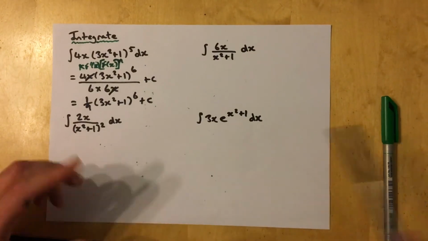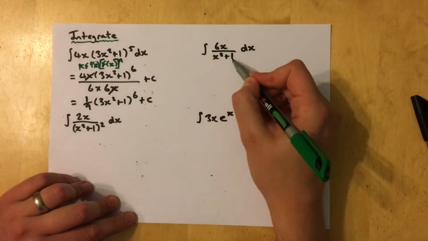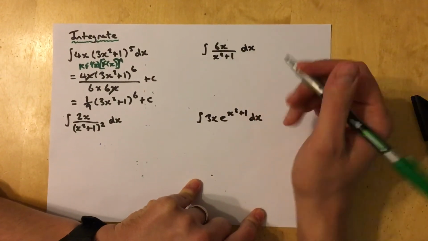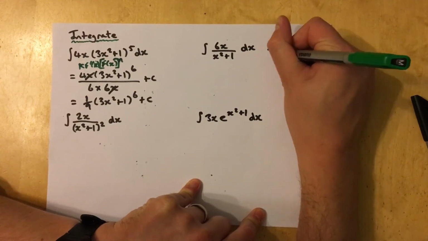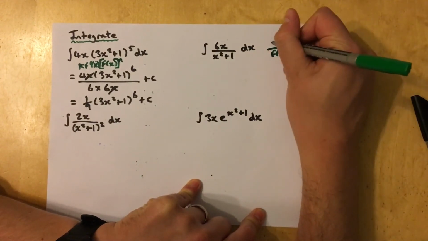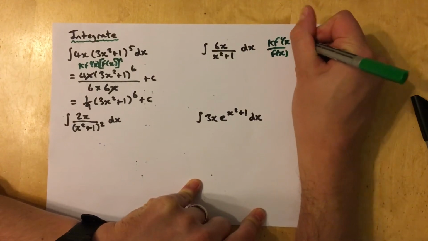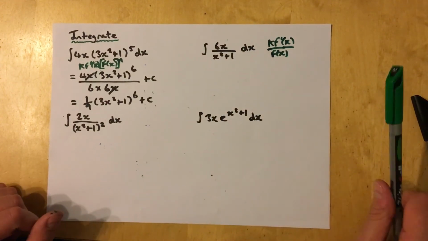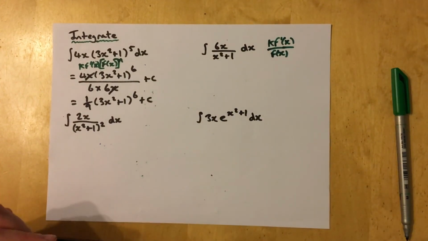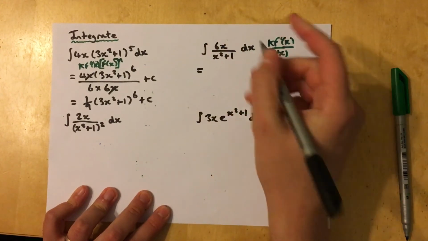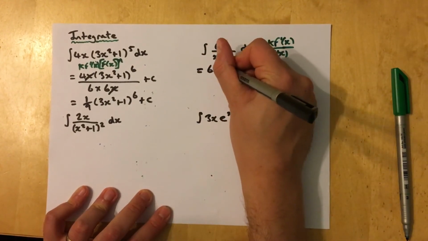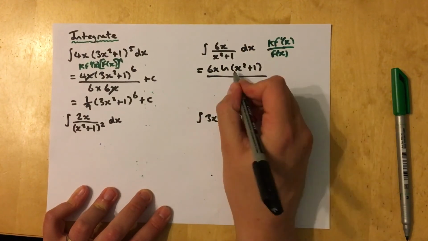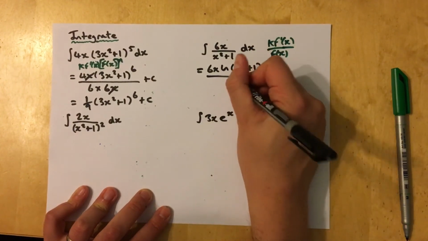In this one, we've got our 6x in the numerator and an x squared plus 1 in the denominator. So we've got a function in our denominator, and a multiple of the derivative of that denominator up in our numerator. This is an example of one that's going to give us a natural logarithm. So if we start integrating that one, we leave the numerator alone, put the denominator in the natural log function, and then divide by the derivative of that inner function, which is 2x.